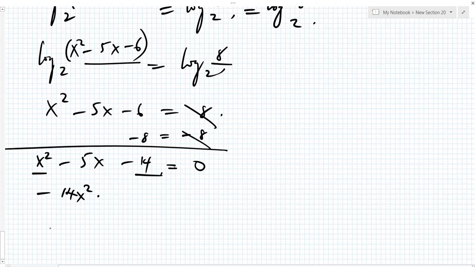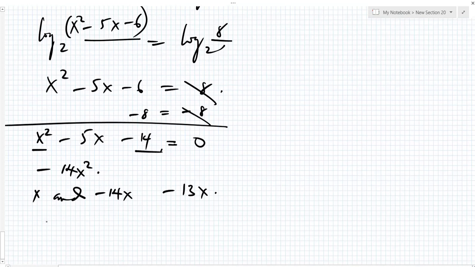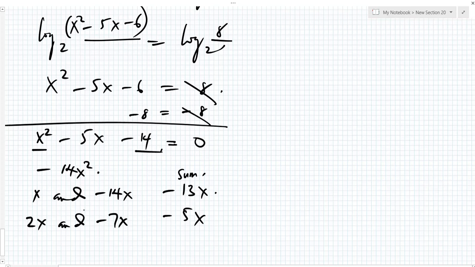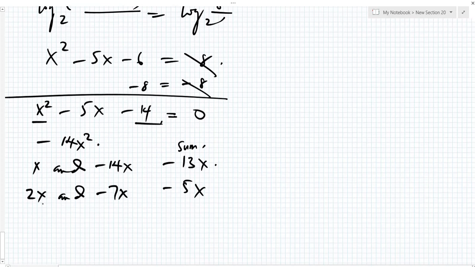So we have x and minus 14x. When you sum them together, it will give you minus 13x. Then 2x and minus 7x. If you sum them together, it will give you minus 5x. These are the two factors of minus 14x squared that, when you add them together, will give you minus 5x. So I will use this 2x and minus 7x to replace minus 5x.